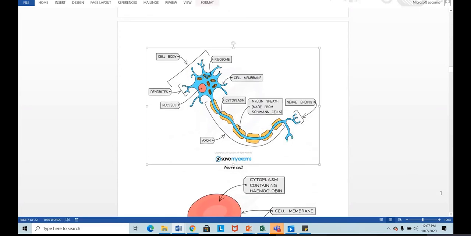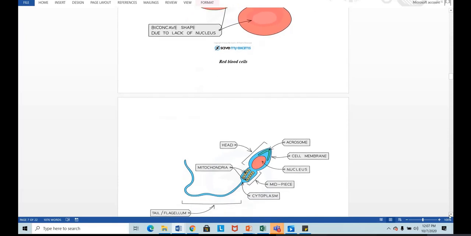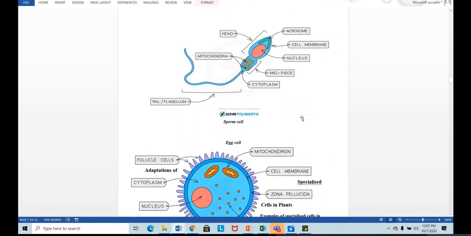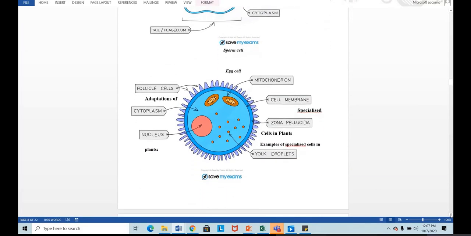This is a nerve cell and this is a blood cell. They're showing the various types of cells. The sperm cell, this is how it looks. And this is an egg cell. If you don't have any doubts, we can move ahead and start our next topic, which is cells and organisms, 2.2. It is also a very small topic. Once we are done, we will be done with chapter 2.